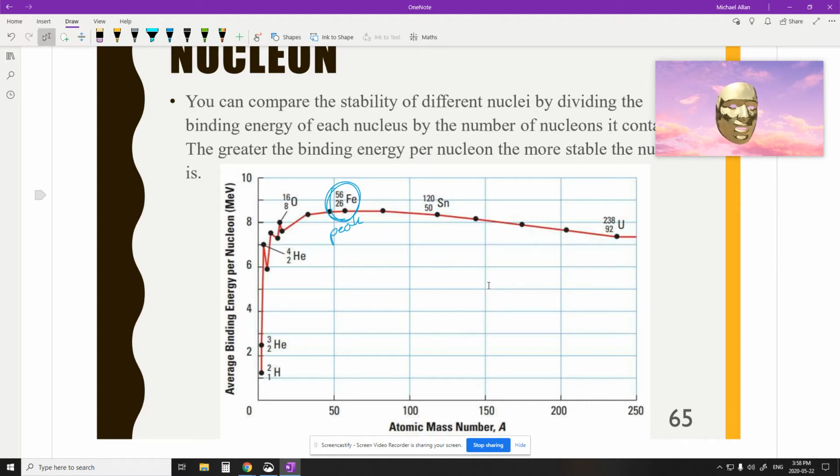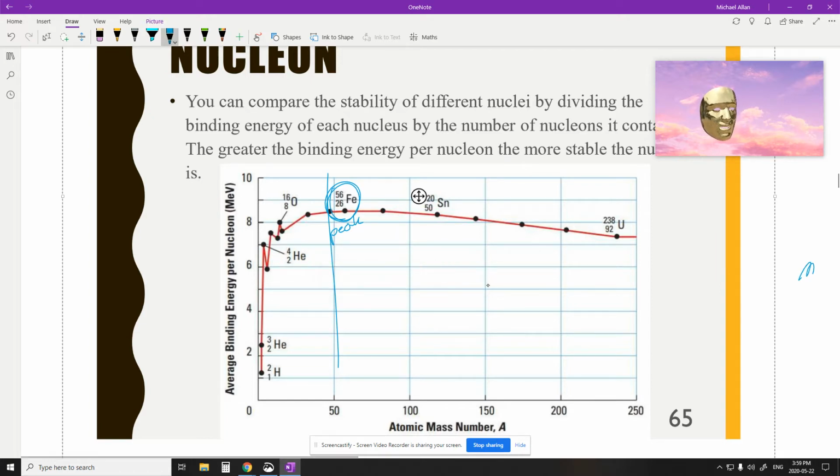But the cool thing about this is that if you're on the left side of the chart, if you were to fuse 2 things together, and we'll talk about this later too, fusing means taking 2 smaller elements and fusing them together. If you take 2 hydrogens and fuse them together, I'm going to get helium. And by doing that fusion, it's going to release energy, which is a fun little thing.